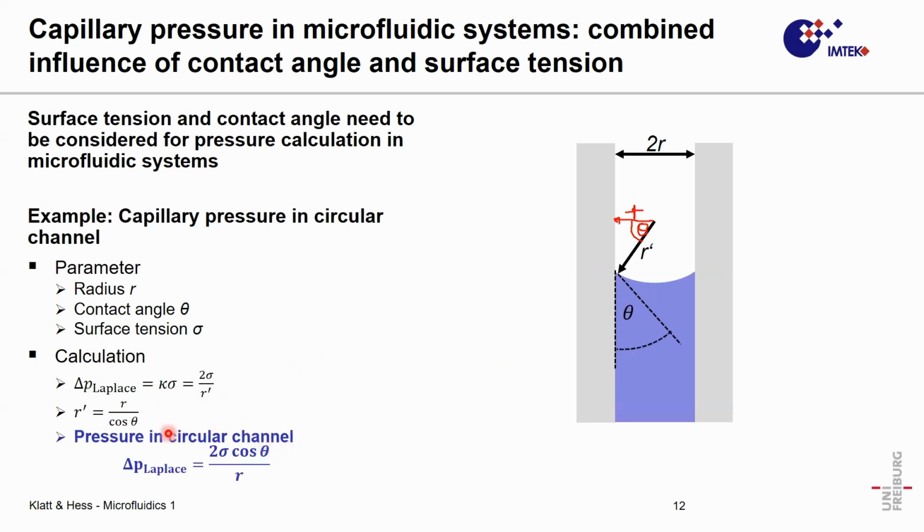If we now enter this value r prime into our Laplace equation, we get the result that the pressure difference across this interface is given by 2 times sigma times cosinus theta divided by the radius of the capillary r.